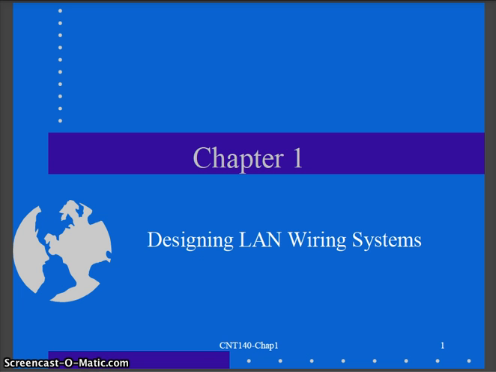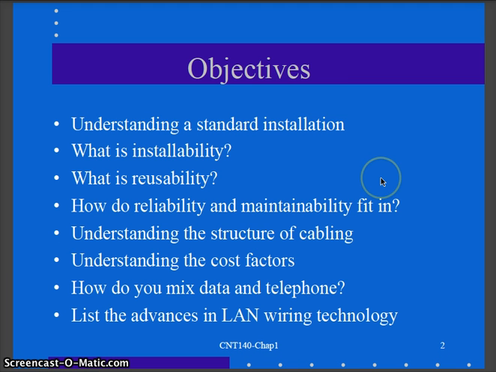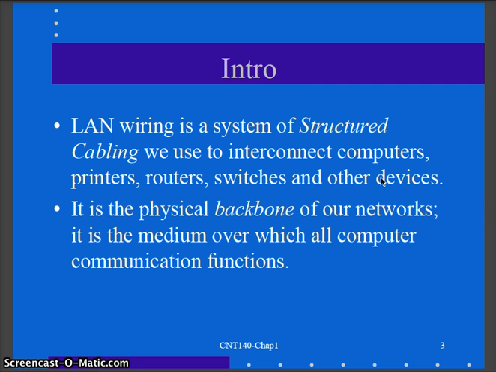We're talking about designing LAN wiring systems. So, some of the objectives here are going to be understanding the installation, some of the other aspects of it: installability, reusability, maintainability, that sort of thing, what it actually looks like, some costs of it, that sort of thing. All right. First thing, LAN wiring system of structured cabling we use to interconnect computers, printers, routers, switches, other devices.